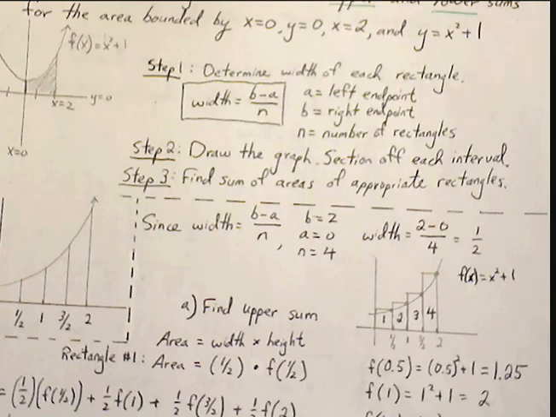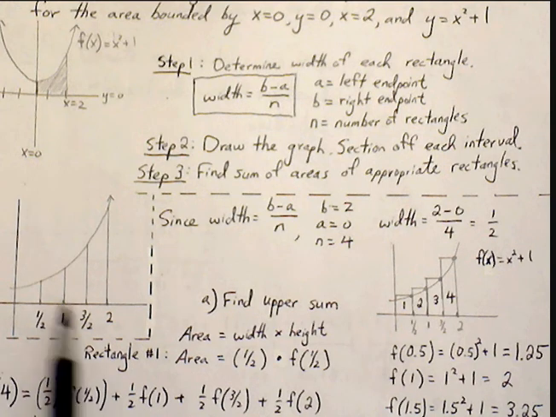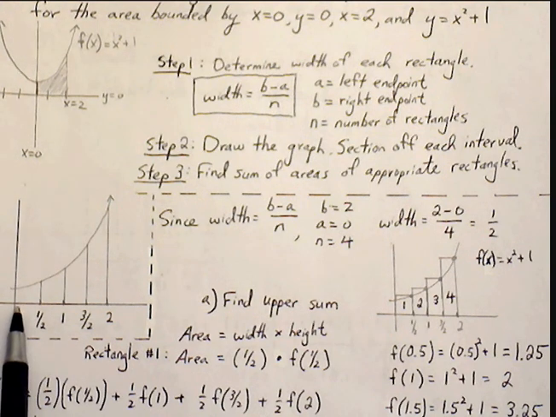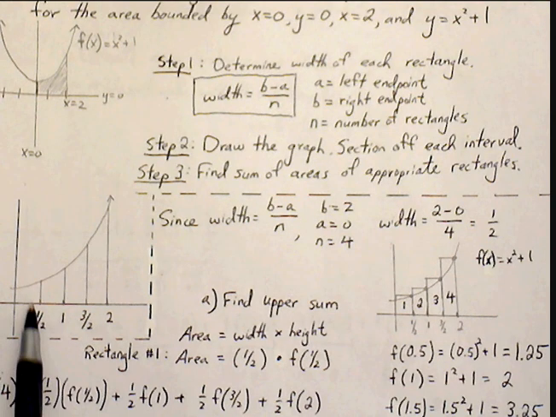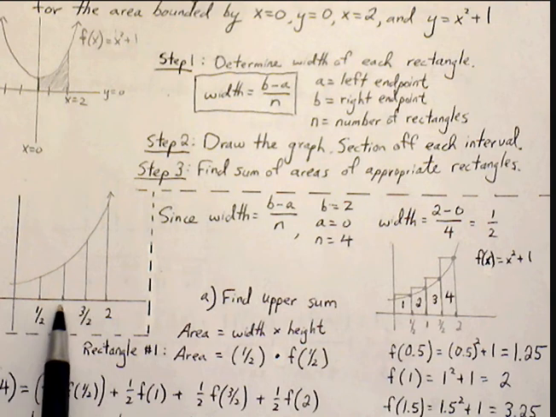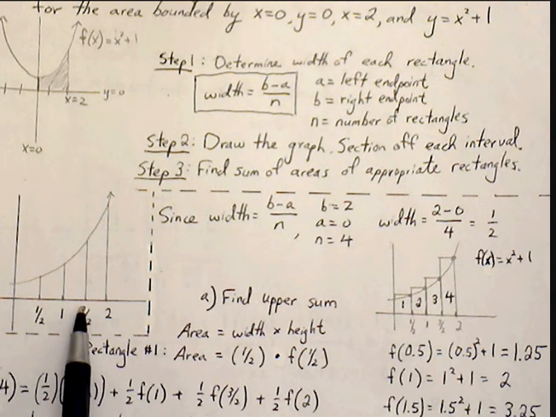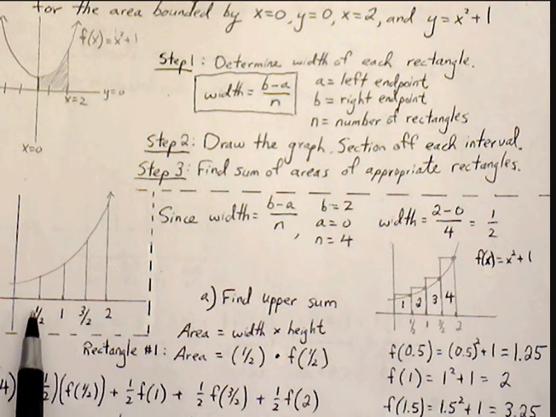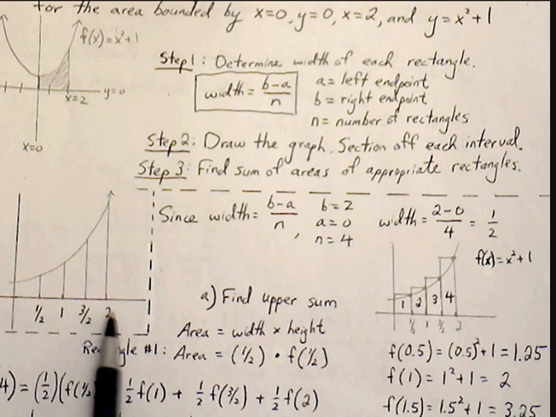Okay, so starting at the left endpoint, our left endpoint is 0. We're going to increment by our width until we get to our right endpoint. So from 0, we keep adding 1/2. So 1/2 plus 1/2 is 1, plus 1/2 is 3/2, plus 1/2 is 2. So here we have our intervals that we're going to be using.